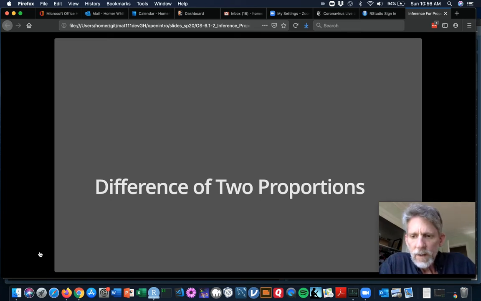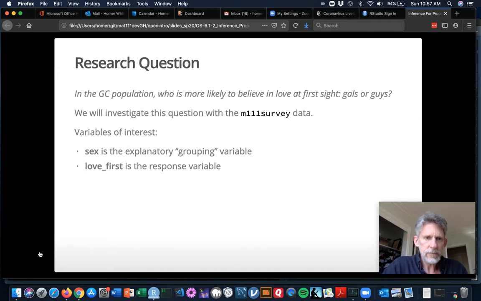Hello again. Here we are in the second part of our section 6.1 and 2 slides. The corresponding section of the textbook for today is section 6.2. We're looking at inference for the difference of two population proportions.